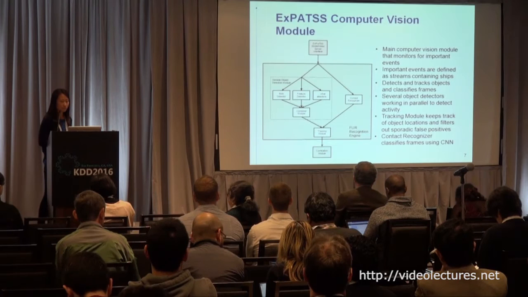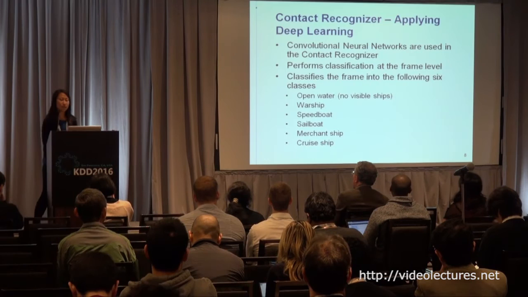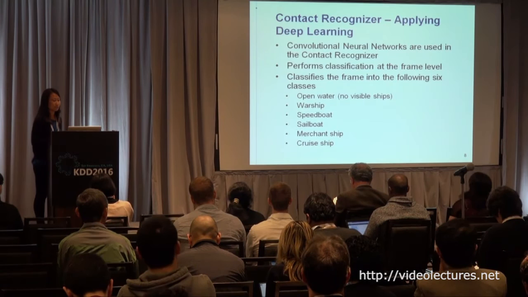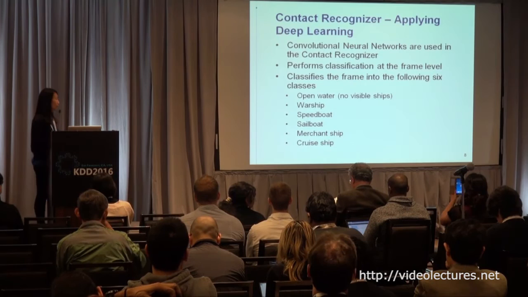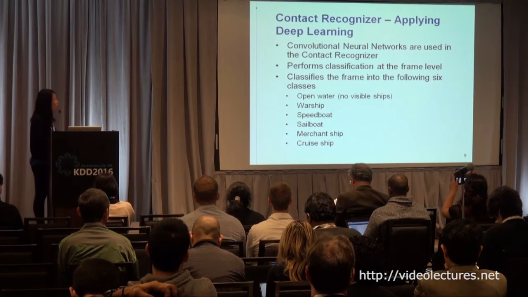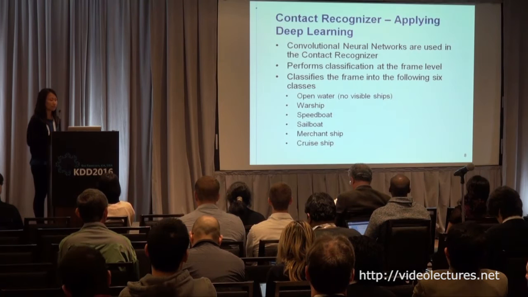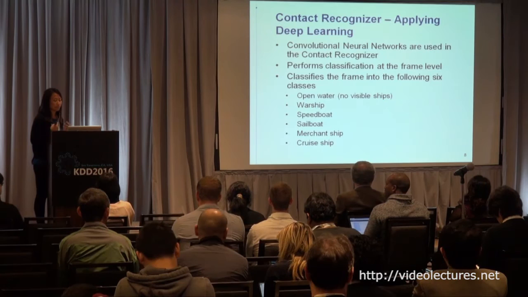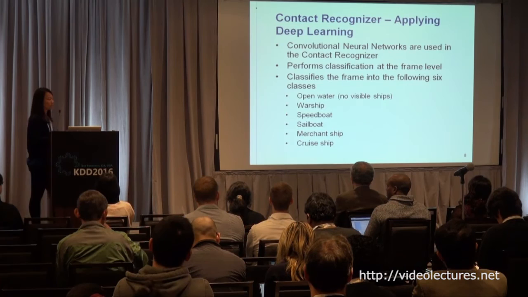So now to the deep learning part. We are using deep learning, specifically CNN, convolutional neural networks, to perform ship classification in the contact recognizer. The ship classification is performed at the frame level, and we classify each frame into one of the following six classes. So open water, it's just what it sounds like, open water, and that's something we deem as not very interesting. Warship and speedboat, these are the more interesting, more important objects that the operator would be alerted about. And then we have sailboat, merchant ship, cruise ship, just other types of ships you would normally see out in the sea.